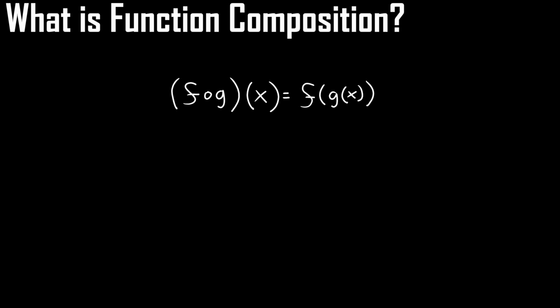Now you have to remember that the order matters. f of g of x is not the same thing as g of f of x. So let's do some examples. Let's start by finding the composition with polynomial functions.